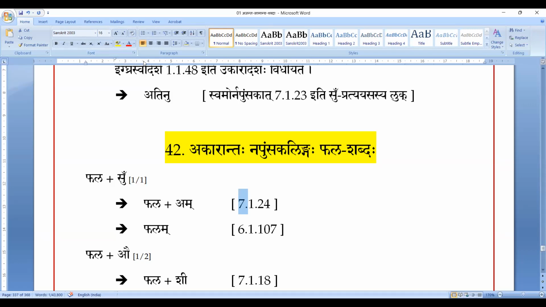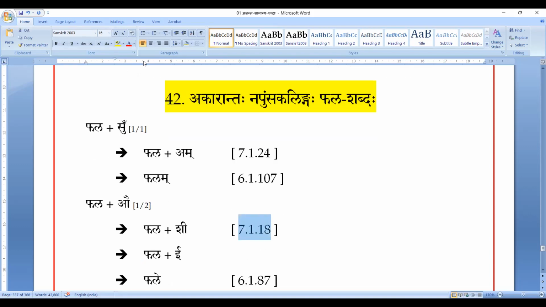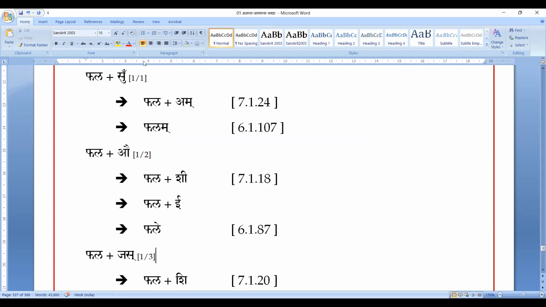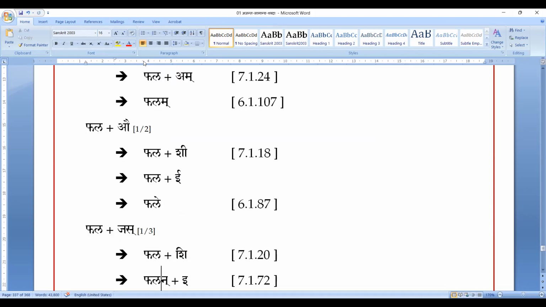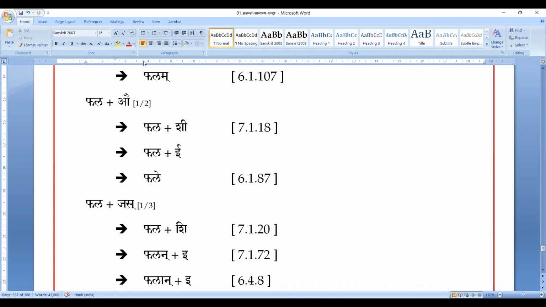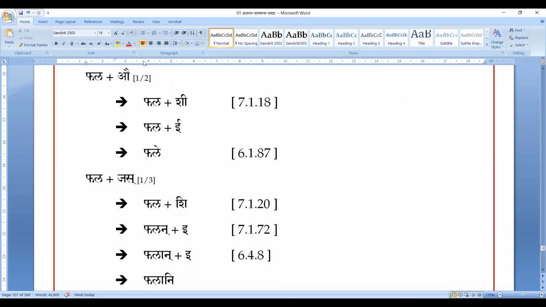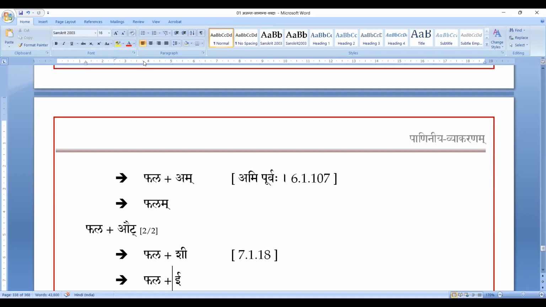Then Ami Purvah will apply and we get Palam. Pala plus Au, Aungah Apah Shi. You can check the sutra number later. Let me know if there are any mistakes. So Pala plus Shi, Pala plus I, Guna sandhi, Pale. Then Pala plus Jas. Here we find the application of Napumsakasya Jhalachah. So Jas Shasoh Shi, then Pala plus I, Sarvanamasthana Pratyaya, therefore Num, then Upadhayah Dirghatvam by Sarvanamasthane Cha Asambuddhau, then Palani you get. So Palam, Pale, Palani.